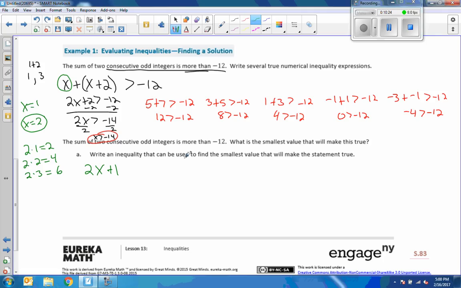So now write an inequality that can be used to find the smallest value that will make this statement true. Well, here's my first odd integer, 2x plus 1. My next odd integer would be 2x plus 3, because I have to add 2 to get to the next odd integer. If I only add 1, I'm back to even. It goes odd, even, odd, even. So now I write my statement: 2x plus 1 plus 2x plus 3 is greater than negative 12. 2x plus 1 is my first integer, 2x plus 3 is my second. The sum of them is greater than negative 12.